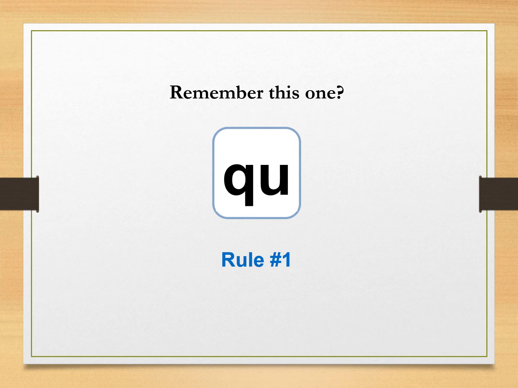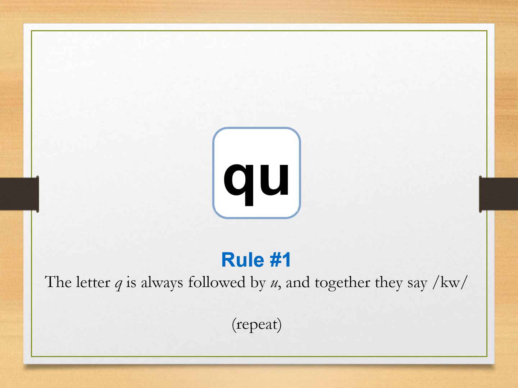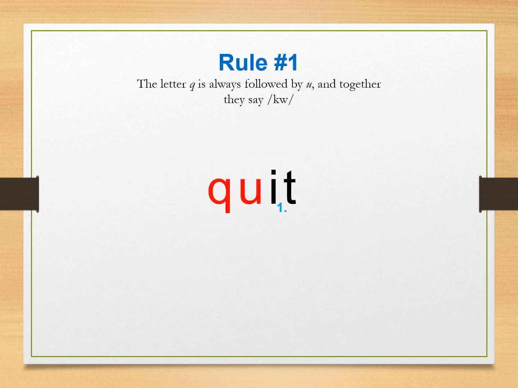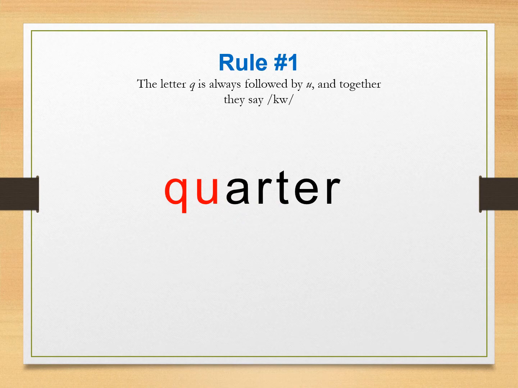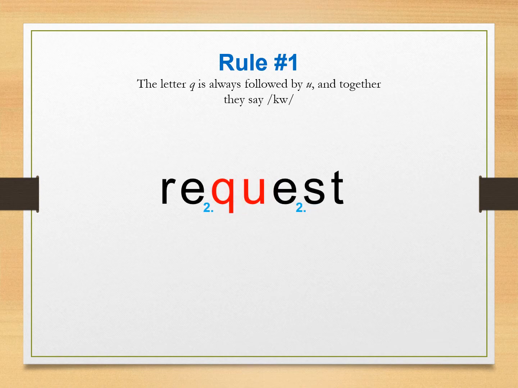Remember this one? This is rule 1, QU. The letter Q is always followed by U, and together they say Qu. Let's say that again. Rule 1, the letter Q is always followed by U, and together they say Qu. Like in the word quit, quarter, aqua, request.